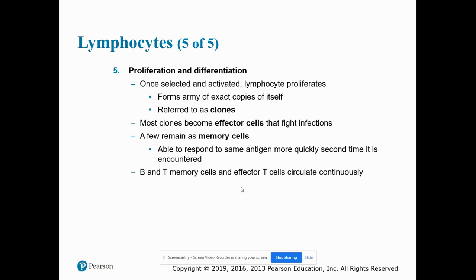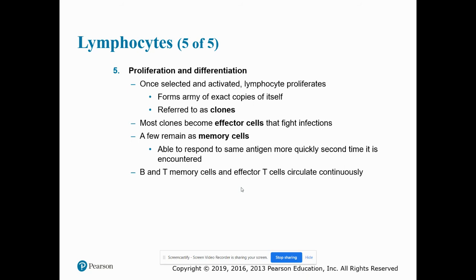Finally, we have proliferation and differentiation. Once the lymphocytes have been selected and activated, they proliferate. They form basically just clone armies. I'm guessing many people know something about clone armies with Star Wars, I think it is. Anyway, so they're going to form these armies, exact copies of themselves, and they're going to be clones.